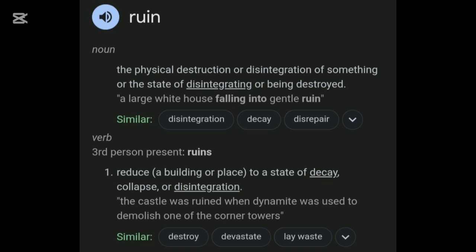Ruins. In noun, the physical destruction or disintegration of something or the state of disintegration or being destroyed. For an example, a large white house falling into mental ruin. In verb, reduce a building or place to a state of decay, collapse or disintegration. For example, the castle was ruined when dynamite was used to demolish one of the corner towers.